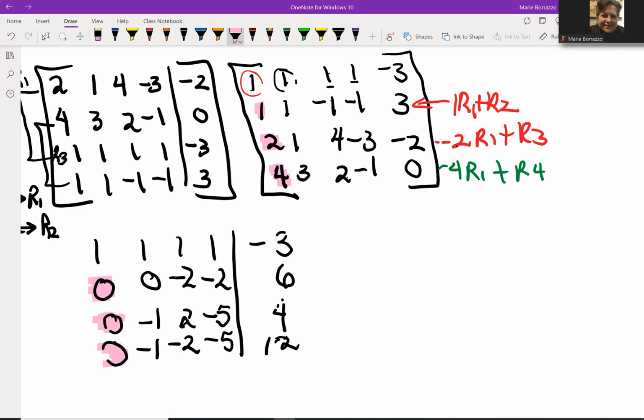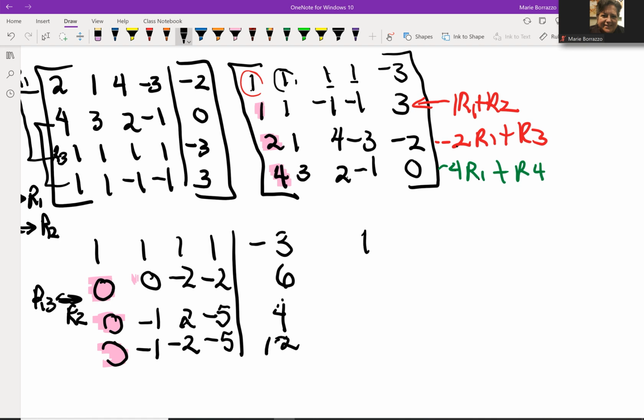Now I'm going to consider a row swap here because I need a 1 in this place right here. So I think I'm going to go ahead and swap row 3 and row 2. So row 3 swapping with row 2.